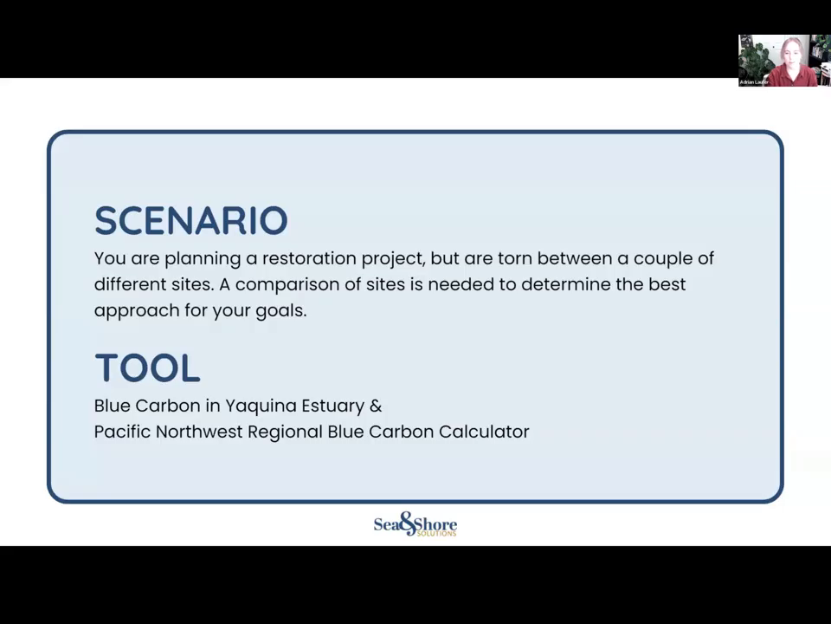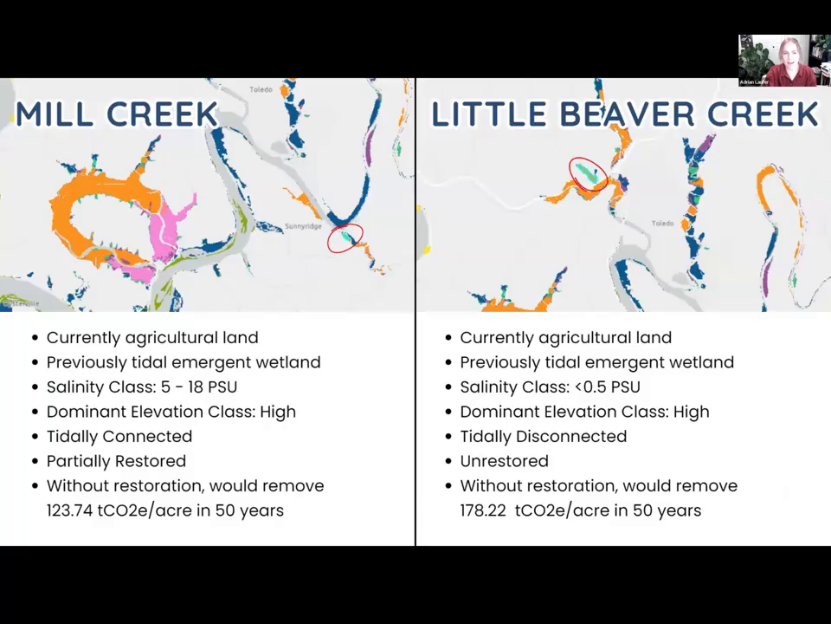So for this, I'm going to be showing how you can use both the Blue Carbon in Estuary Explorer and the Blue Carbon Calculator. And again, this is a totally made up scenario. For this, I focused on Mill Creek and Little Beaver Creek. Little Beaver Creek actually is behind a large dike.